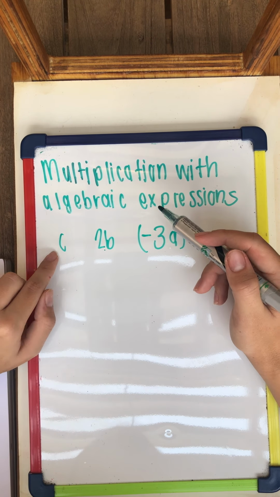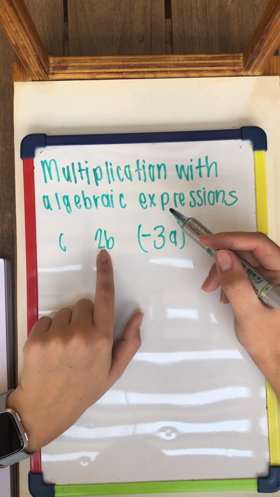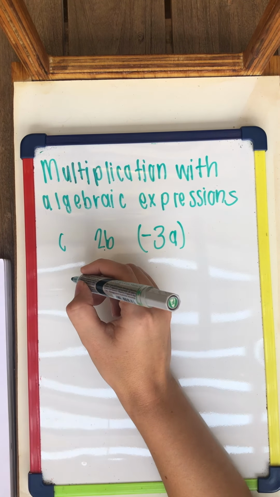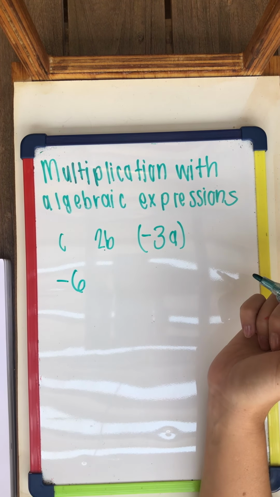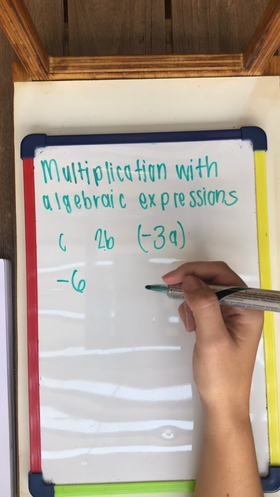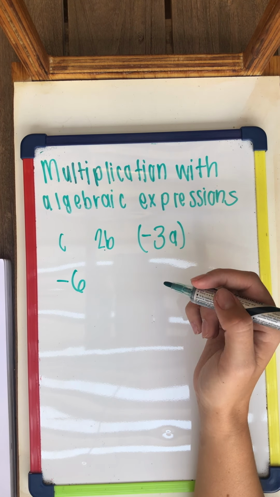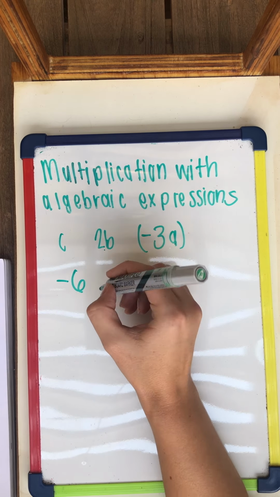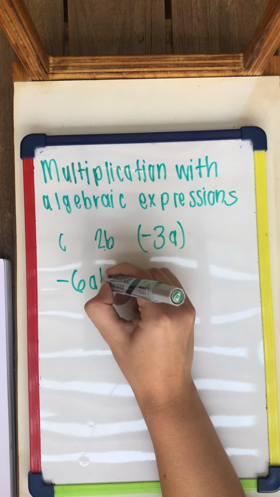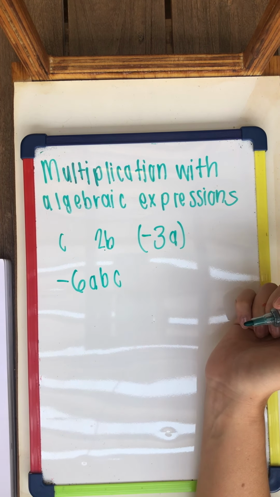So I times it. So 1 times 2 is 2. 2 times negative 3 is negative 6. And then I write my letters. But how do I write my letters? Remember, you follow the alphabet. So I've got an A, I've got a B, and I've got a C.